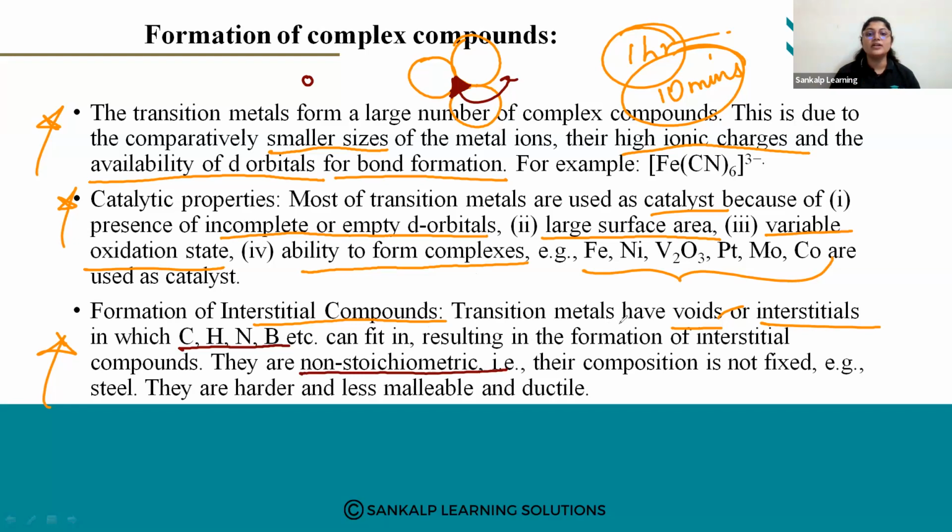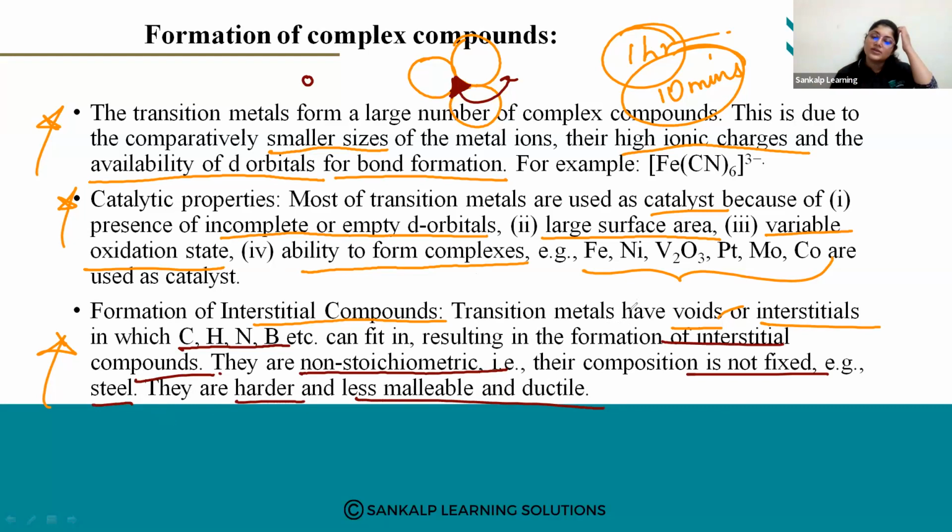Stoichiometric means the ratio is fixed, their composition is fixed. Non-stoichiometric means the ratio is not fixed. So for example, steel, which is harder and less malleable and ductile. So this is the formation of interstitial compounds. So these three important points, please make them a note.